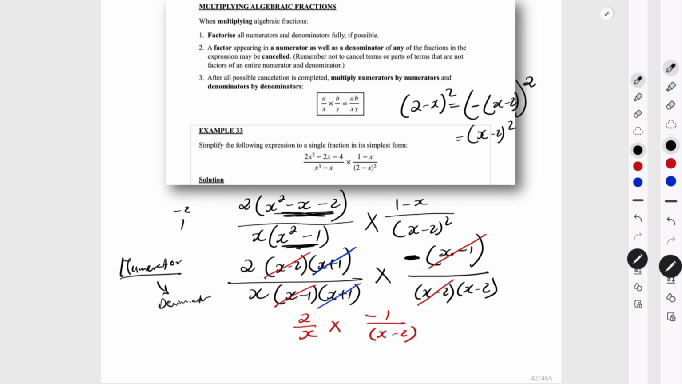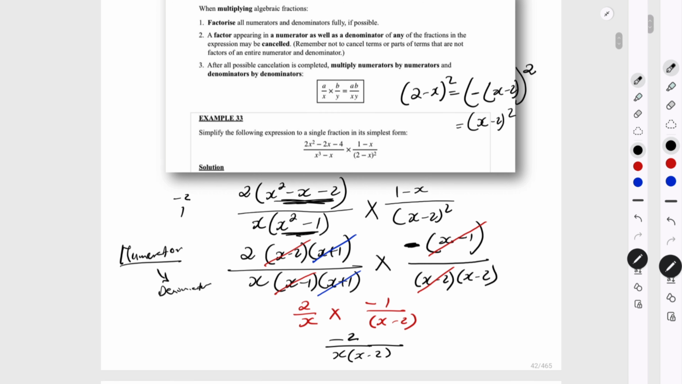Remember, you can't say you're left with nothing. You're always left with 1 if you've cancelled. Again, at the end, remember, 2 times that, this will be negative 2 over x minus 2. That's what I'm getting as my answer. So you will be done here.